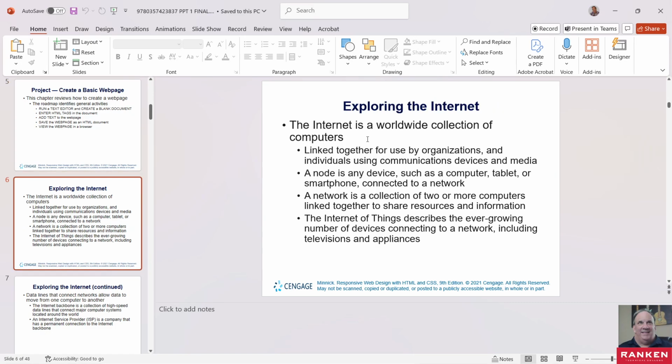Okay. So, the internet's a worldwide collection of computers. It's linked together by organizations and individuals using communications devices and media.